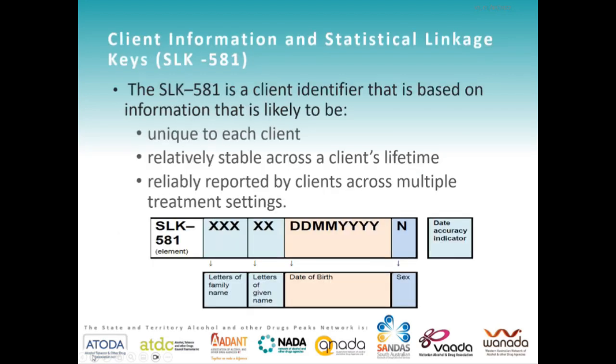So the non-identifiable way that they track people through this data set is called the statistical linkage key. It's not a terribly exciting thing, but it just gathers elements of people's identifiable data.